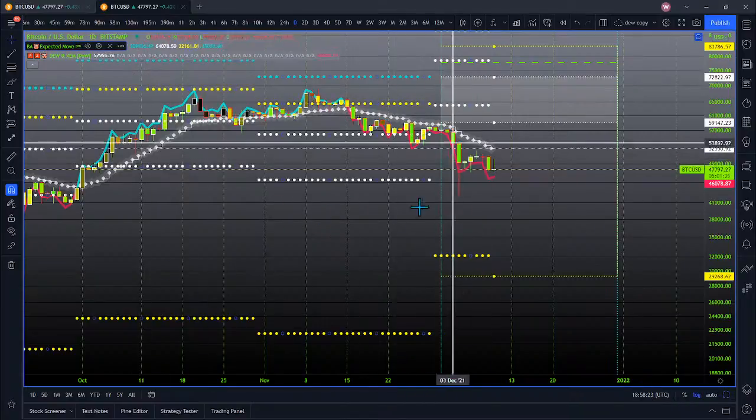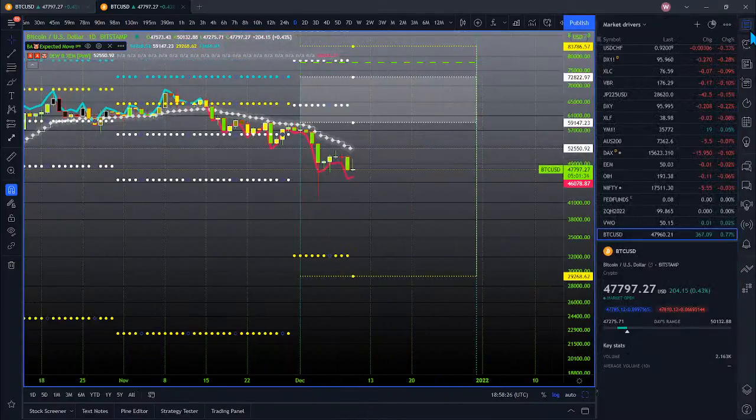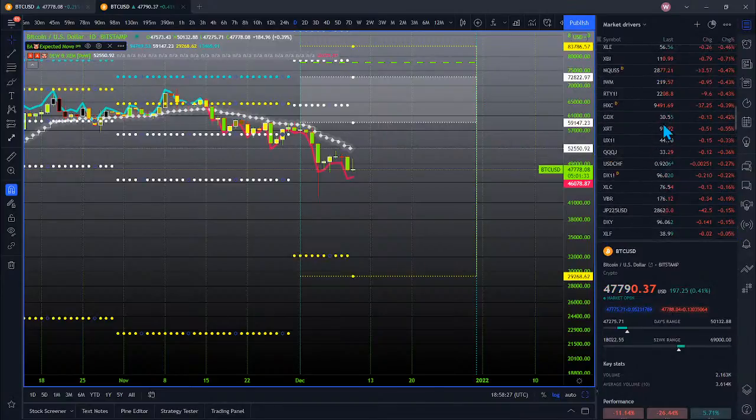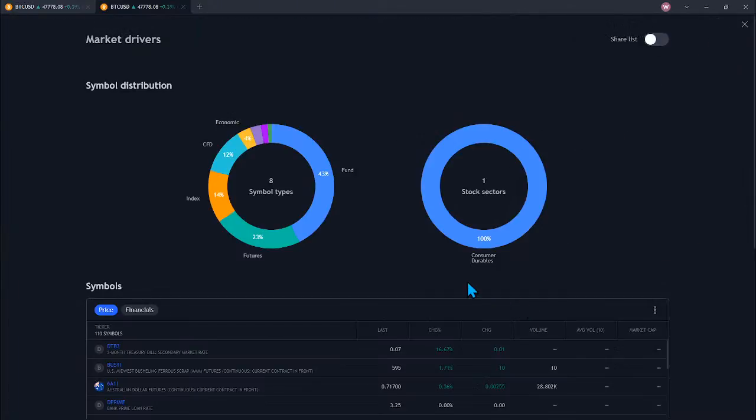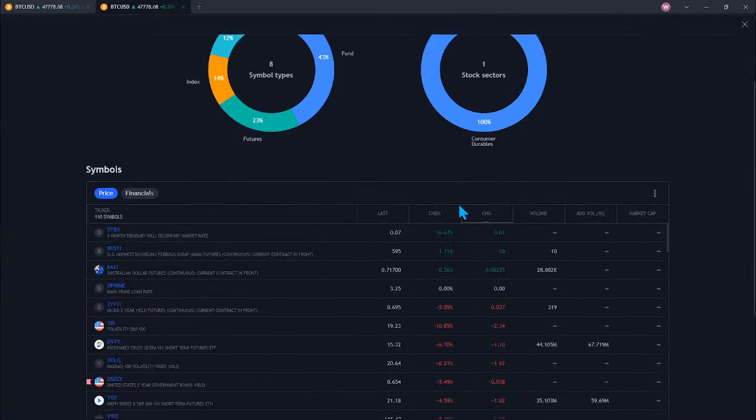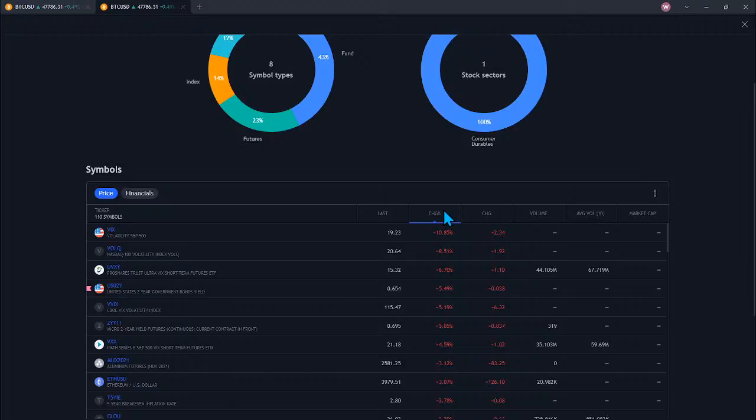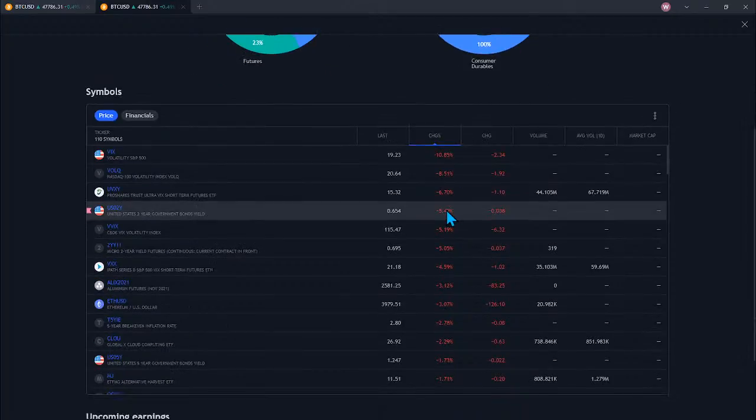We just have our chart up here, and as I wait for some people to get in, we'll go over our market drivers list, and we can do an advanced view if we want. We can look at some percentage changes here. The VIX is in by 10%. We got the NASDAQ volatility in by 8%.